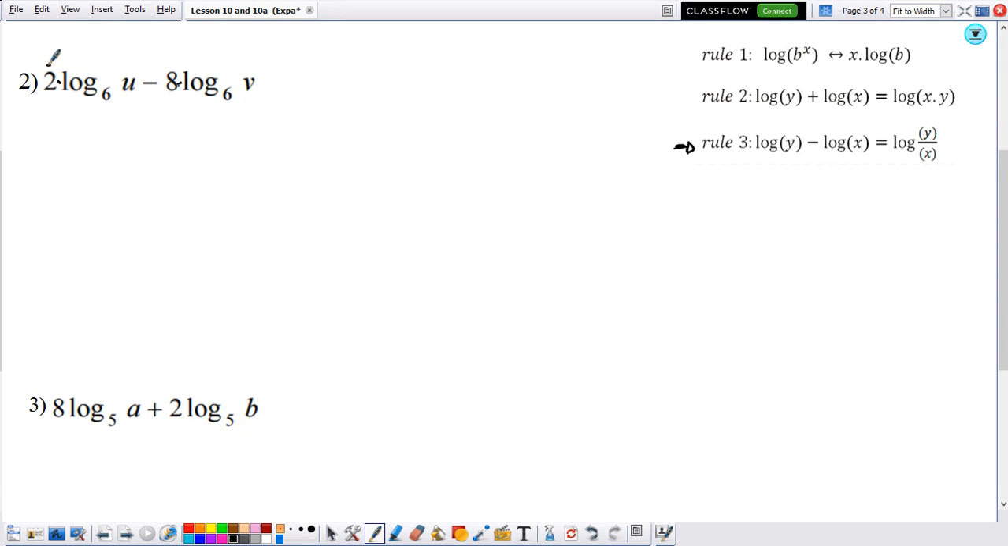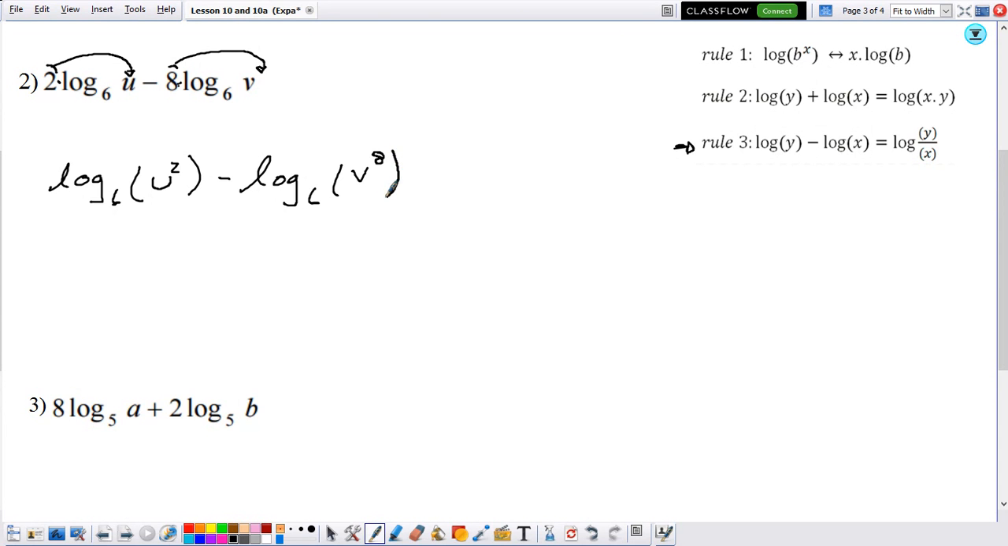So here we have a number, and because of rule number 1, if we have a number in front of the logarithm, we can bring this as an exponent. So because of rule number 1, we can rewrite this as log base 6 of u, and now it's going to have a new exponent, which is 2, minus log base 6 of b, but now our number is our exponent, so that's b to the 8th. So this is what we have now.